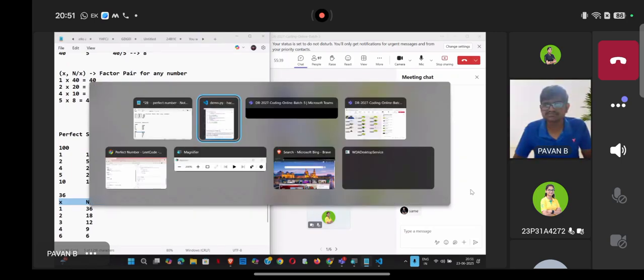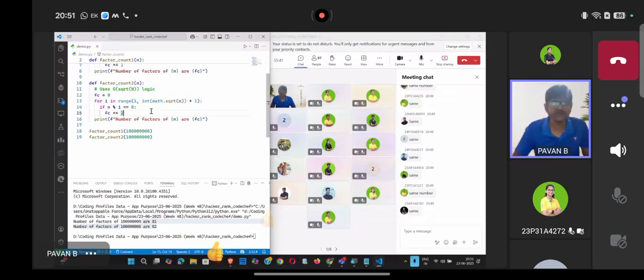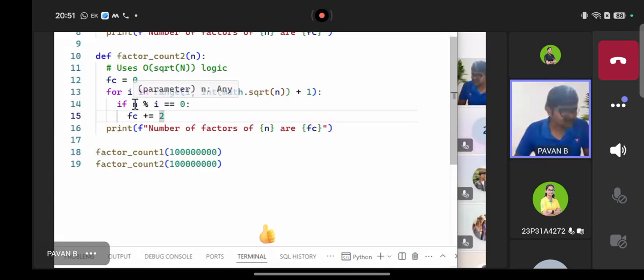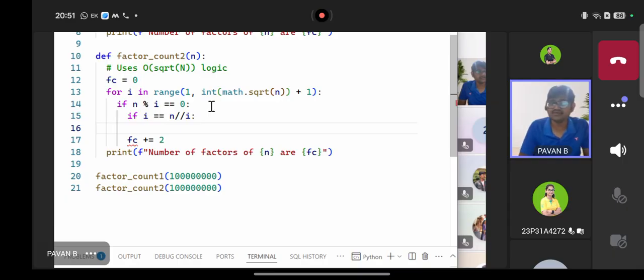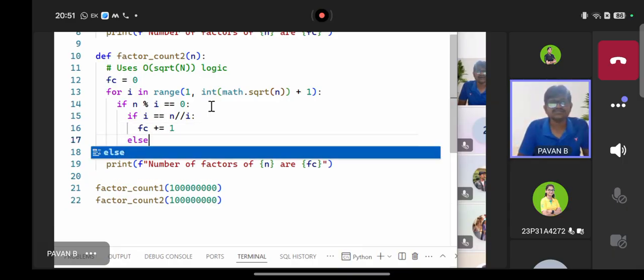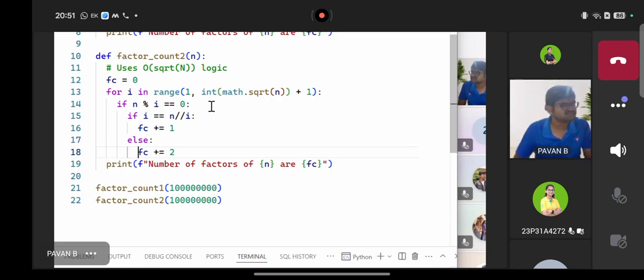Understood, guys? So what is the change we are going to make in this code? If the factor is found, we are not directly incrementing the factor count. Instead of doing that, we are checking if x, which means i in this case, is equal to n by i. If it is equal to n by i, that means you should only count once: fc plus equal to 1. Otherwise, you can count 2 times.